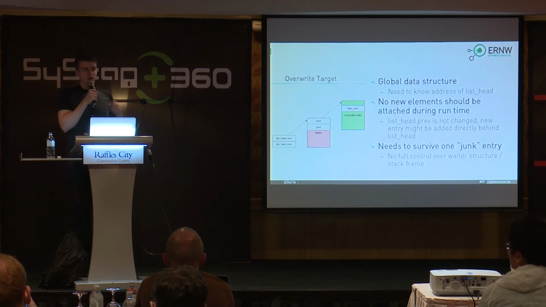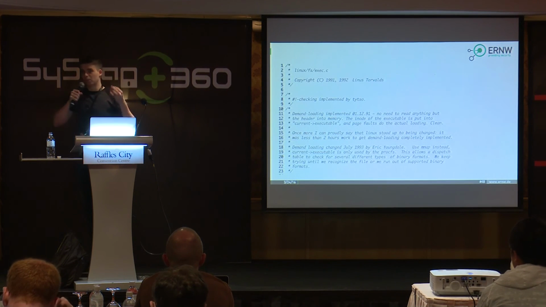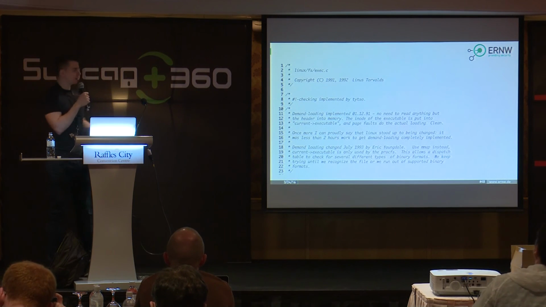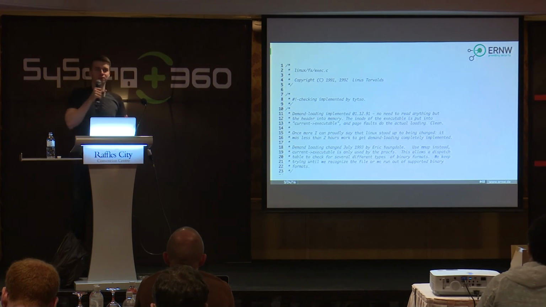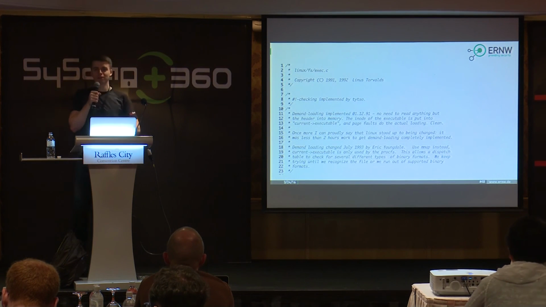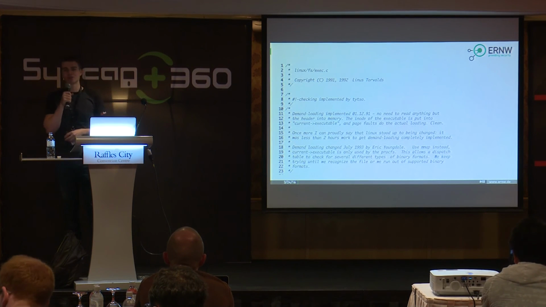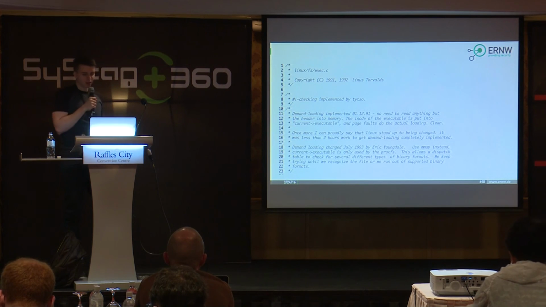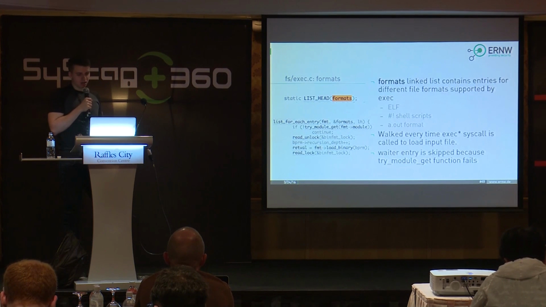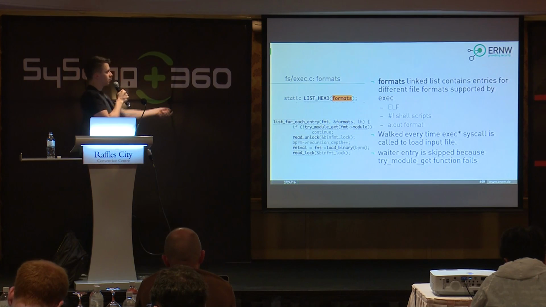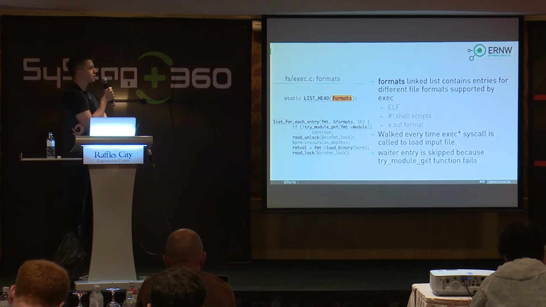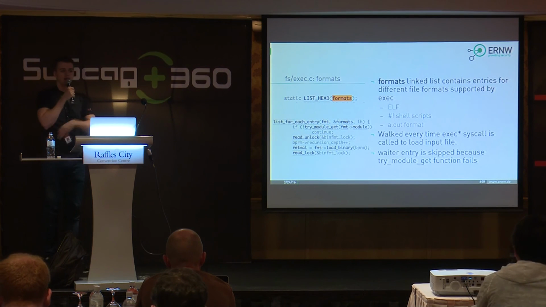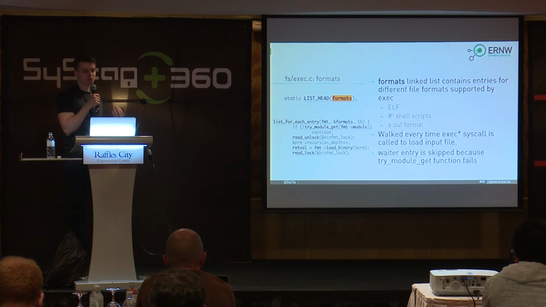So I started looking into global linked lists and what there might be. And interestingly, that's actually code from the 90s. It's in the exec implementation from Linux. You can see it has the copyright of Linus Torvalds from 1992. And there don't seem to be a lot of changes in this code since then. And basically this file defines a static list, a global data structure called formats. And formats contains a linked list of all the different file formats that are supported by exec.